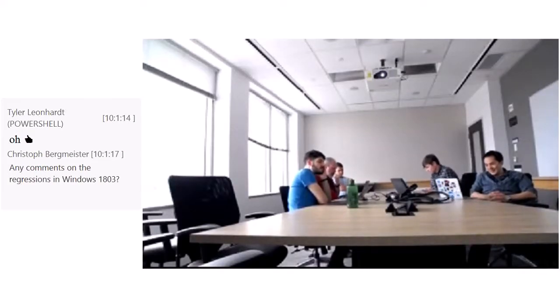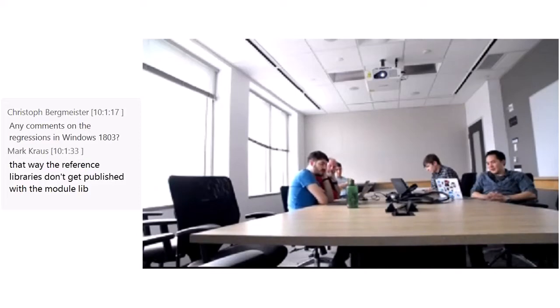Any comments on the regressions in Windows 1803, specifically around the ISE, or is it something else that I'm not aware of? I am aware of the IntelliSense one in ISE. That one's been fixed and should be pushed out in a future servicing patch. It'll be pushed out this month.